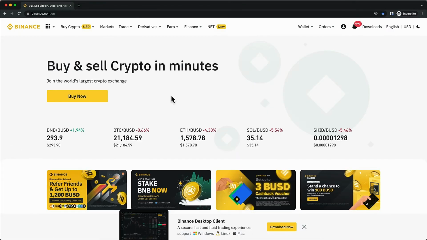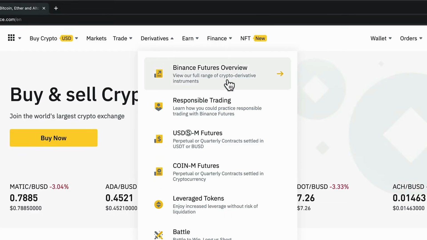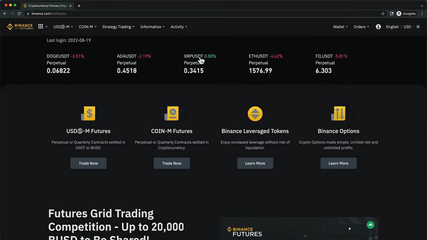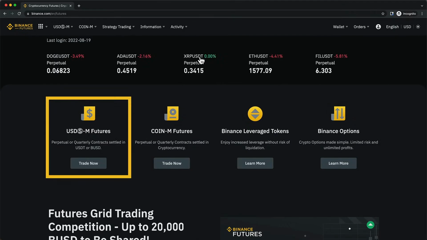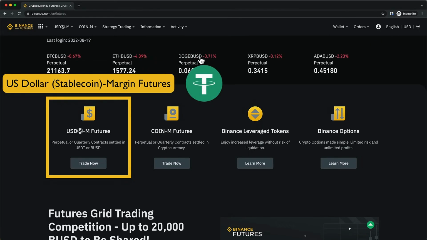Alright, first thing we're going to do is log into our Binance account. Once logged in, we're going to go to Derivatives on the top menu and click on Binance Futures Overview. Here we have some different options. First, we have the USD-SM futures, which stands for US Dollar Stablecoin Margin Futures. As you can tell by the name, these futures are settled in a US dollar stablecoin. Specifically for Binance, that's either USDT, US Dollar Tether, or BUSD, the Binance US Dollar.